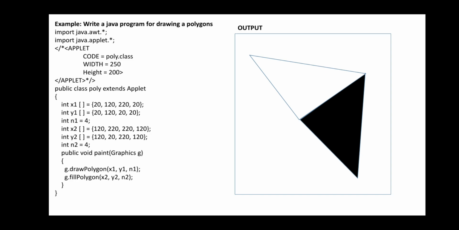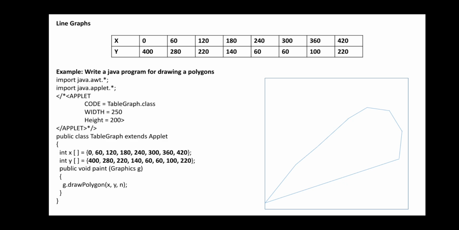Since four to five days you are learning different types of graphics: drawing lines, rectangles, circles, ellipses, arcs. Now you are going with polygons. So how these things are accessed from your AWT as well as applet class. So we'll be going with the last but one, that is line graphs. The same way we draw the polygon, we are going to draw the line graph.